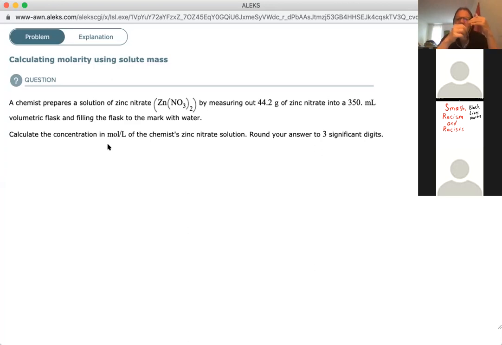So same type of problem here. 350 is the volume, 44.2 grams is the mass. So when you do these problems, just make sure you're looking at what units they give you, okay? So, our volume is 350 milliliters.